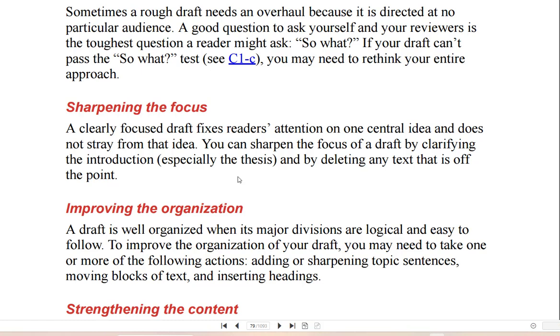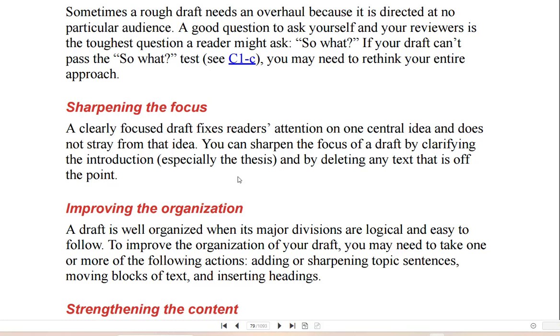Sharpening the focus. A clearly focused draft fixes readers' attention on one central idea and does not stray from that idea. You can sharpen the focus of a draft by clarifying the introduction, especially the thesis, and by deleting any text that is off the point.